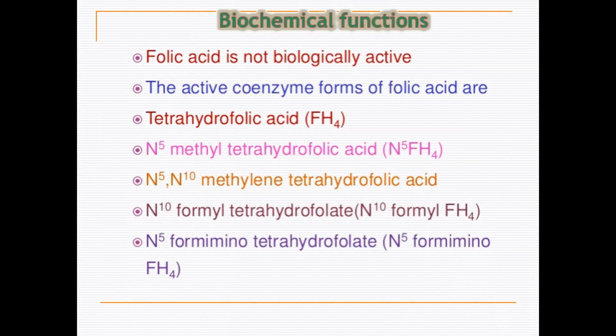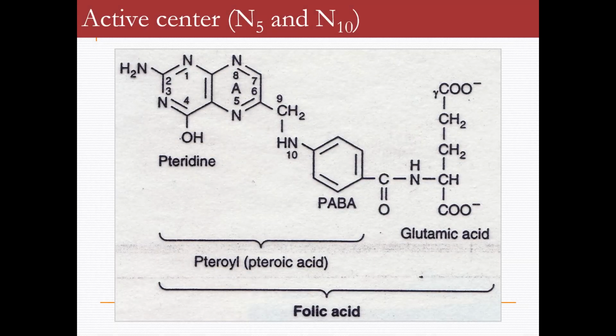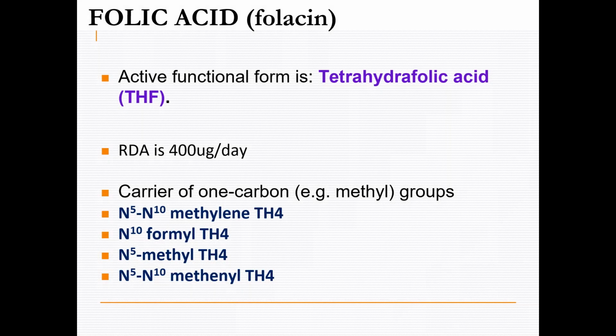Folic acid. The major folic acid is not biologically active, and the active coenzyme forms of folic acid are tetrahydrofolate, N5-methyl tetrahydrofolate, N5,N10 methylene tetrahydrofolate, N10 formyl tetrahydrofolate, and N5 formyl tetrahydrofolate. These are the major forms of folic acid. The active form of folic acid is tetrahydrofolic acid. The daily requirement of folic acid is 200 to 400 micrograms per day.